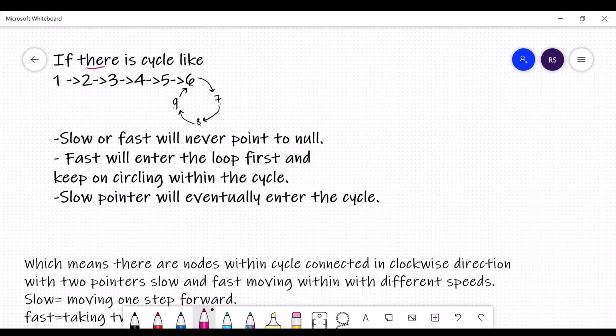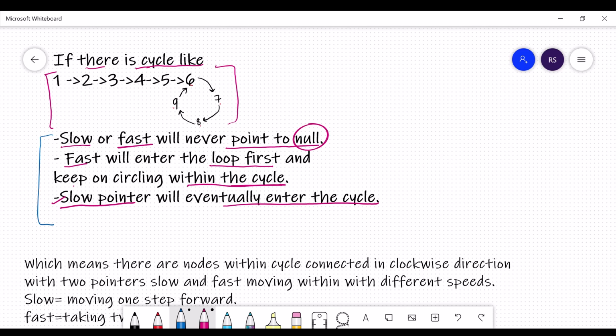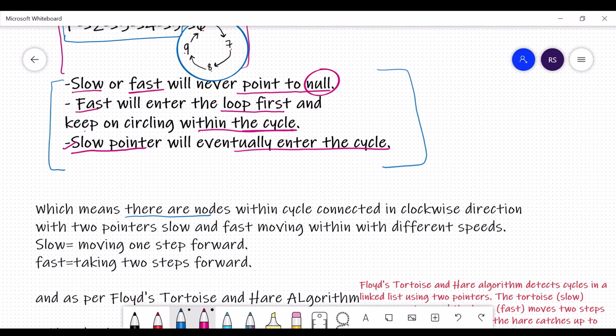Moving on to another example where we have a cycle within the linked list like this over here. What we can say is neither the slow nor the fast pointer will point to null. Second point says fast will enter the loop first and keep on circling within the cycle. Third point says the slow pointer will eventually enter the cycle. Therefore, we have nothing to do with this specific part because eventually slow and fast pointers will enter within the cycle, which means there are nodes within the cycle, right?